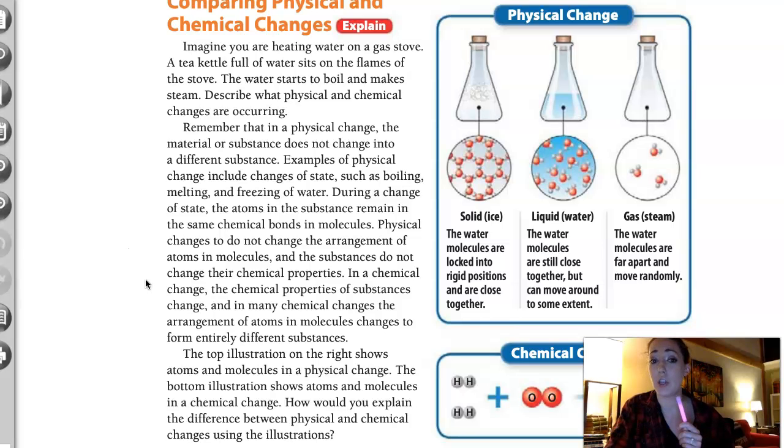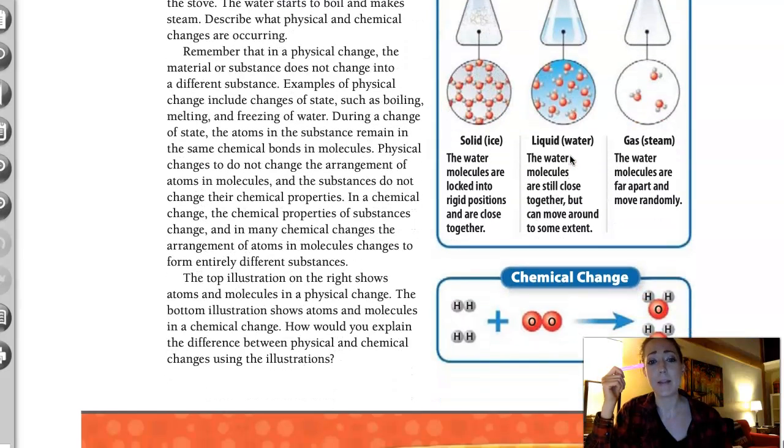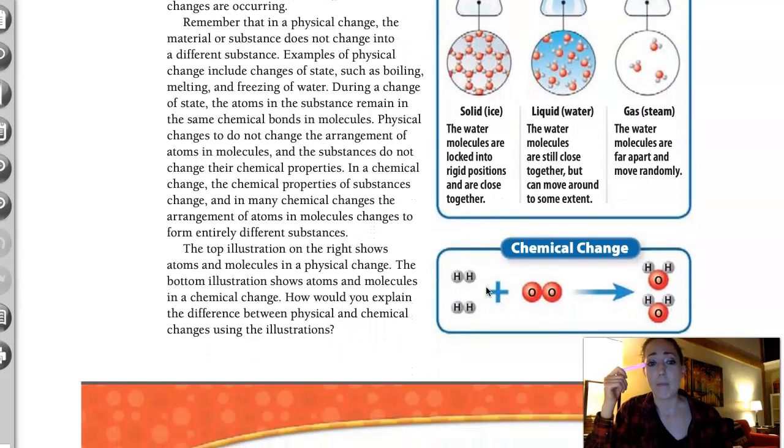In a chemical change, though, the chemical properties of substances change, and in many chemical changes, the arrangement of atoms in the molecules change to form entirely different substances. So this top illustration here on the right shows atoms and molecules in a physical change. So we know that they start moving and they get more energy because of the heat, right? But this bottom illustration shows atoms and molecules in a chemical change. So we've got our hydrogen and our oxygen all of a sudden becoming H2O, water.